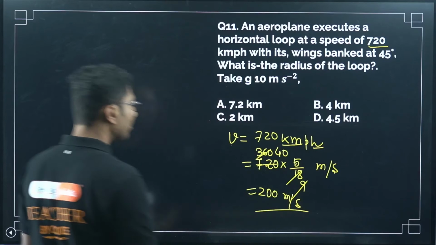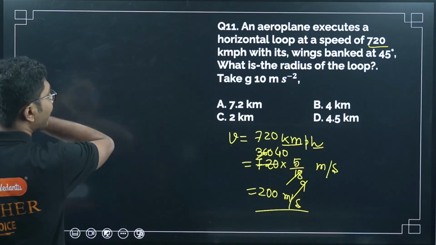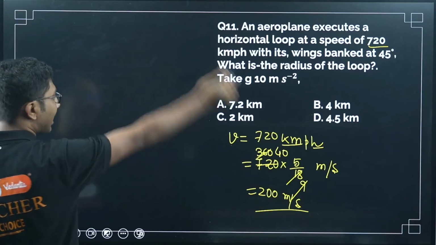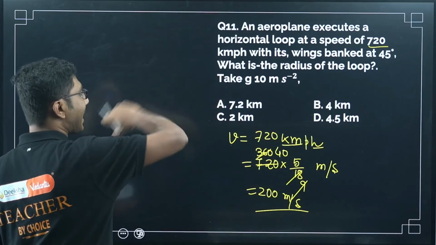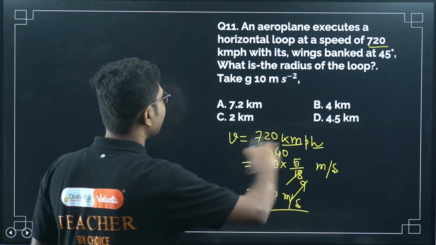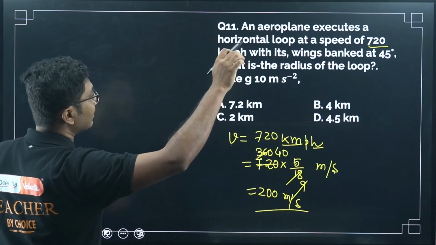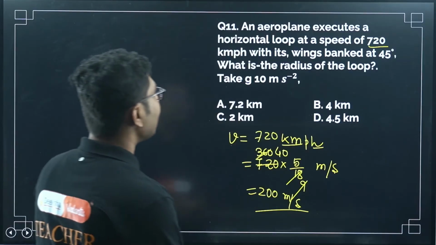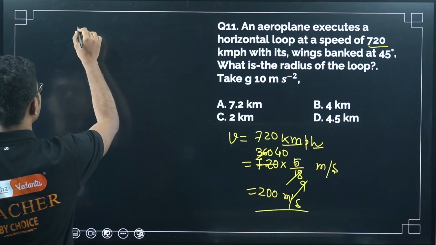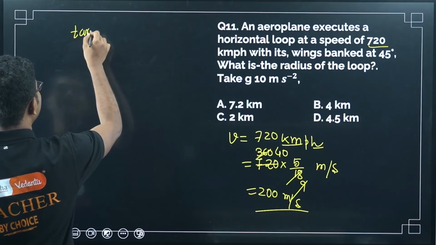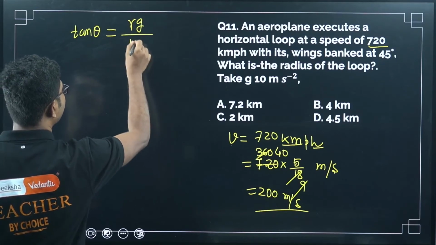Now there is a formula of banking, that I have not done during my class. So I am telling you, if there is a car or anything, in this case there is an aeroplane, if it is taking a bank when maneuvering, the relationship between the banking angle and the radius is given by tan theta equals to V square by Rg.